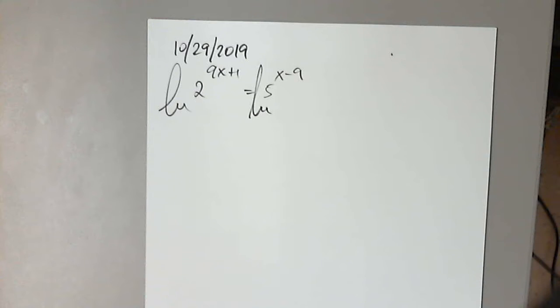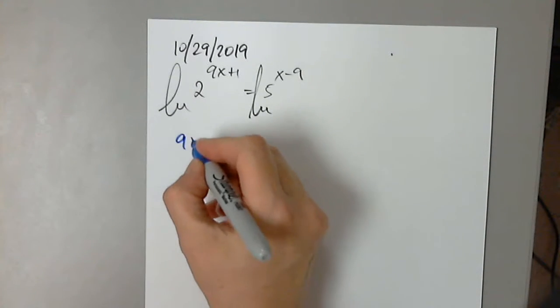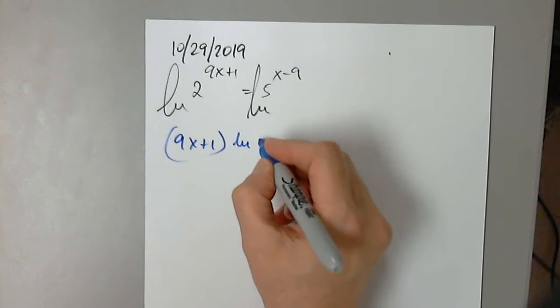I prefer natural log unless the base is 10. If either 2 or 5 is 10, then I will apply LOG, common log. Otherwise, I'll never apply LOG. Why? Because I'm lazy. It's easier for me to write LN than LOG. It doesn't matter really.